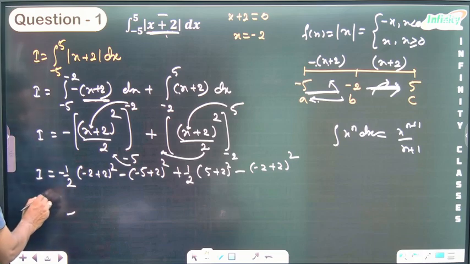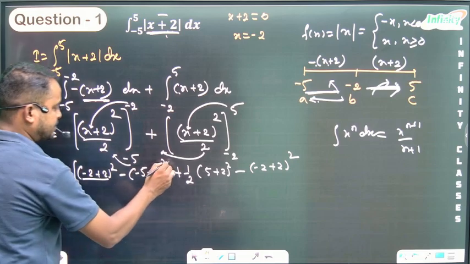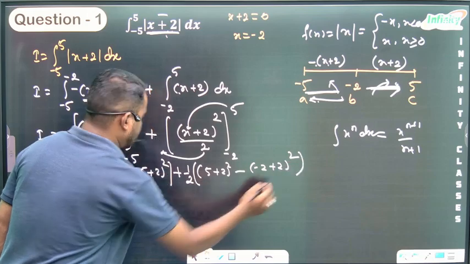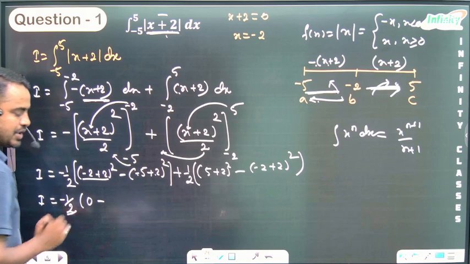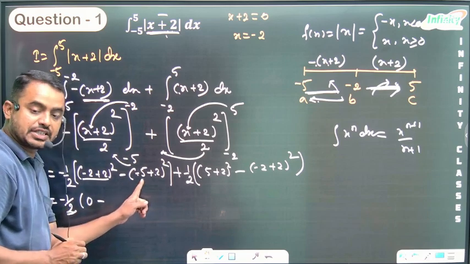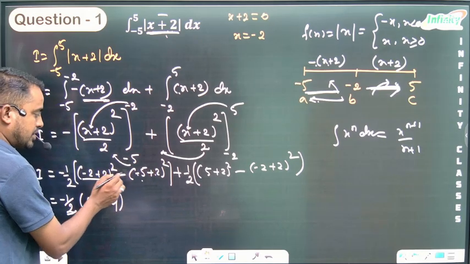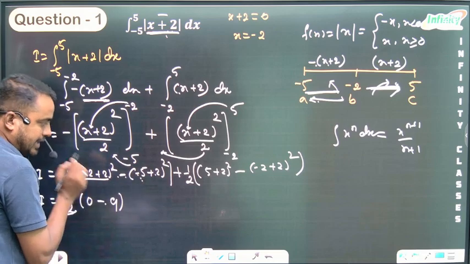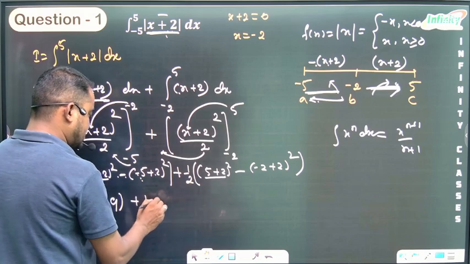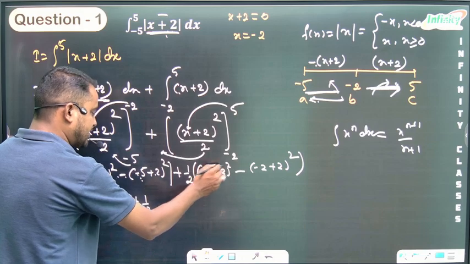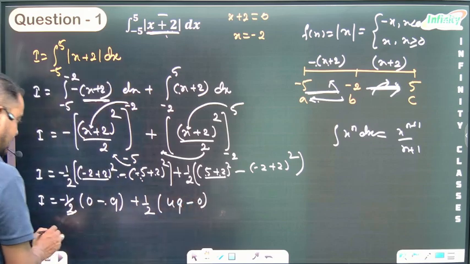See here, I is equal to -1 by 2, -2 plus 2 will be what? 0. Then -5 plus 2 means -3, and -3 square is 9. That is 0 minus 9, plus 1 by 2, 5 plus 2 whole square. 5 plus 2 is 7, 7 square means 49, minus 0.